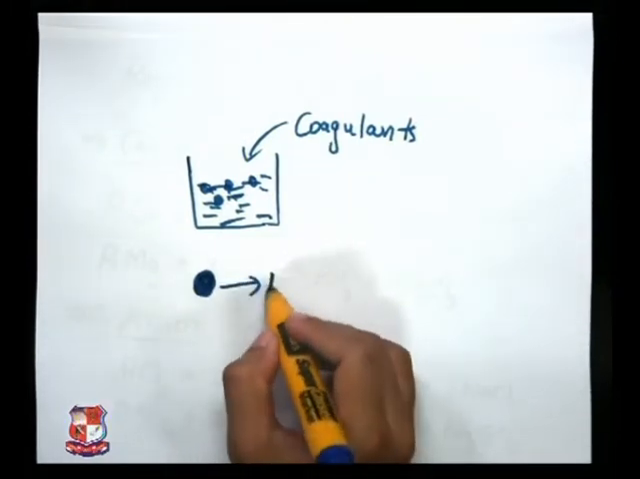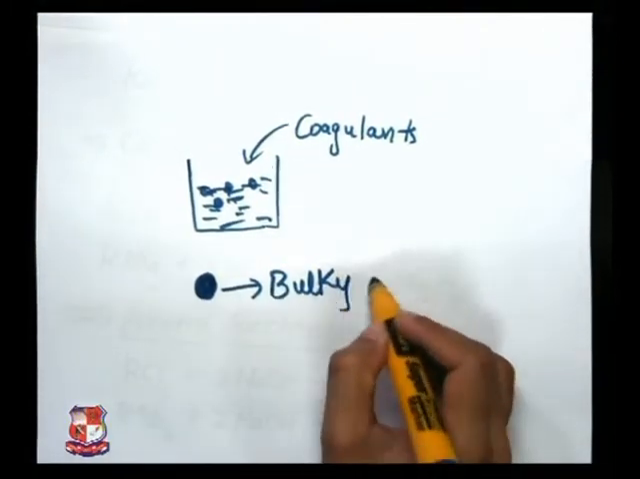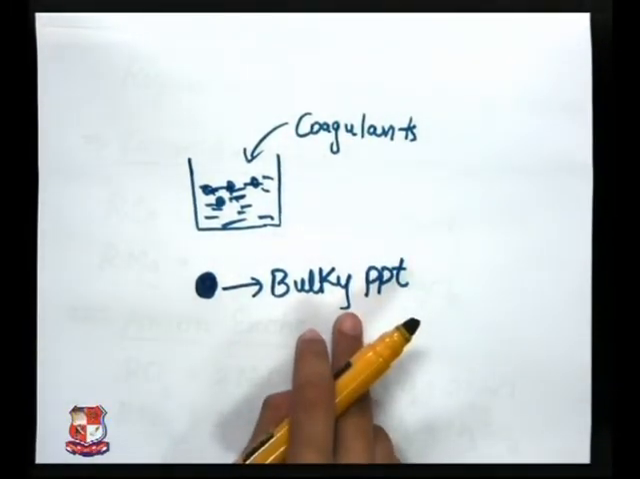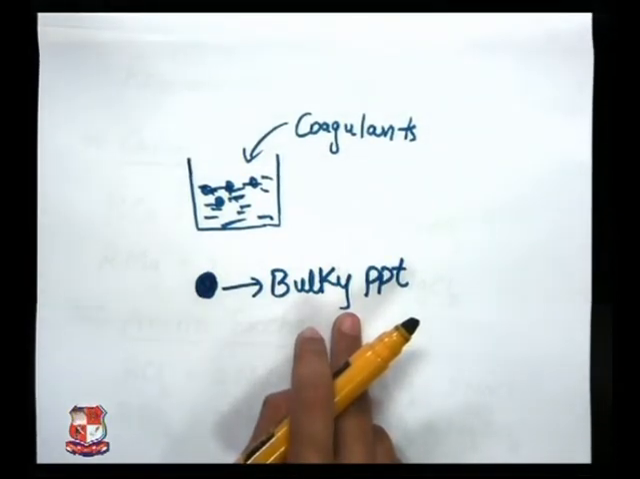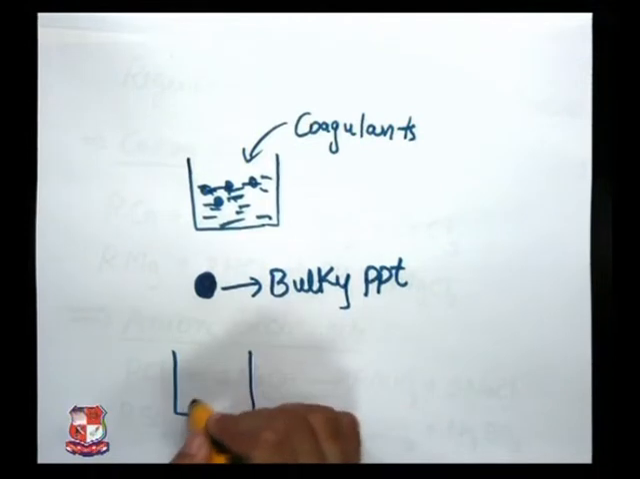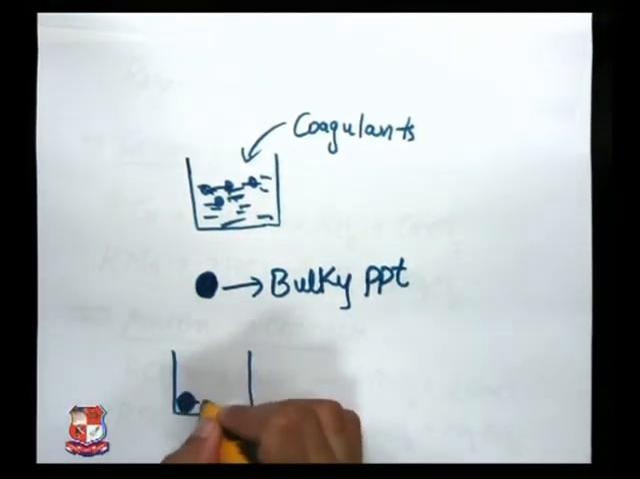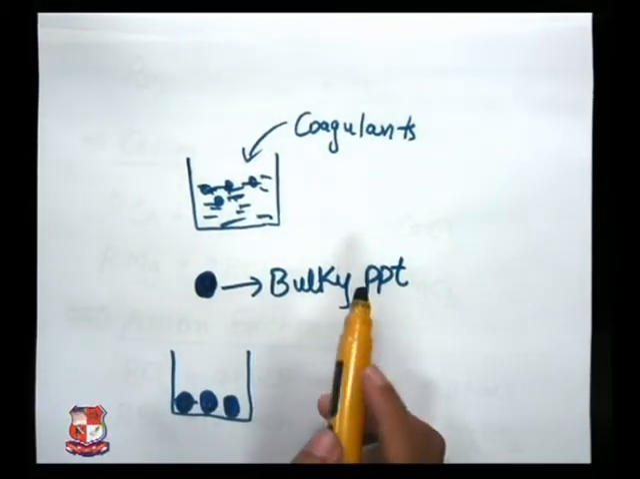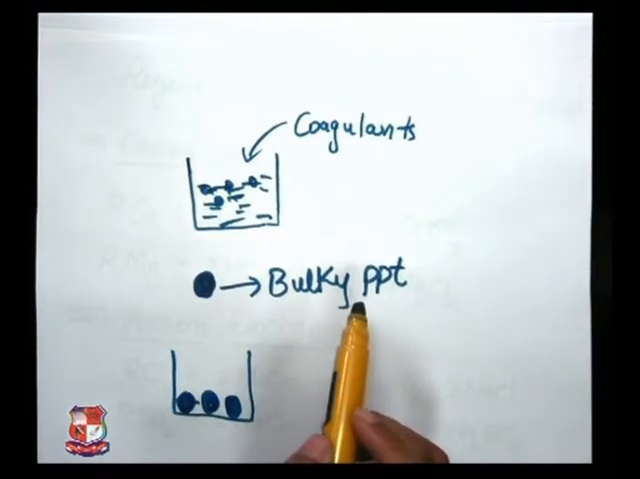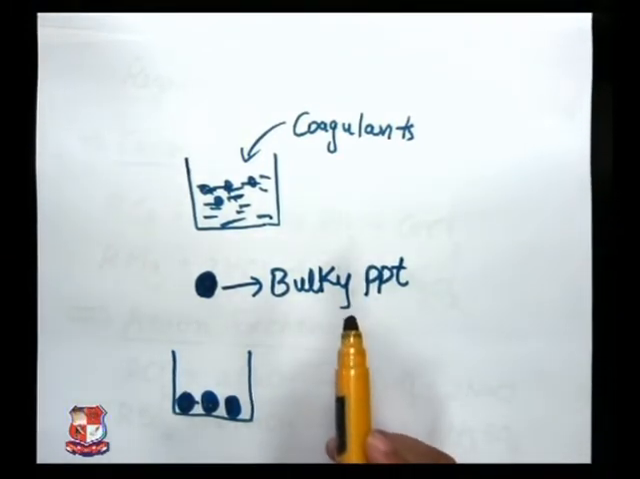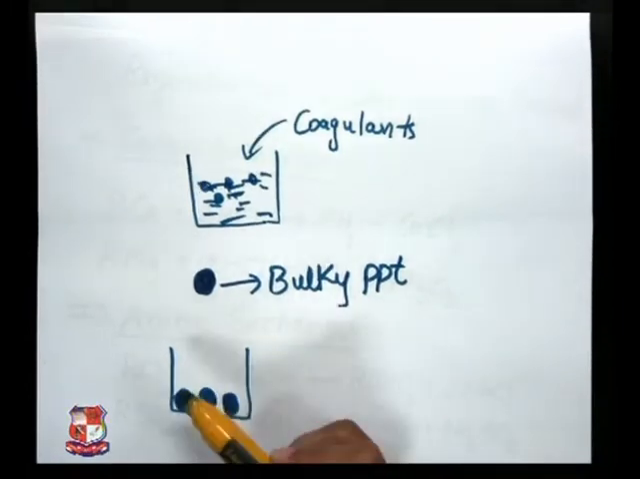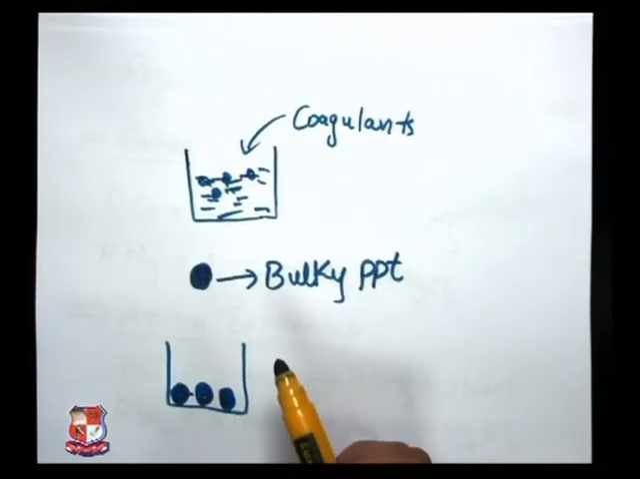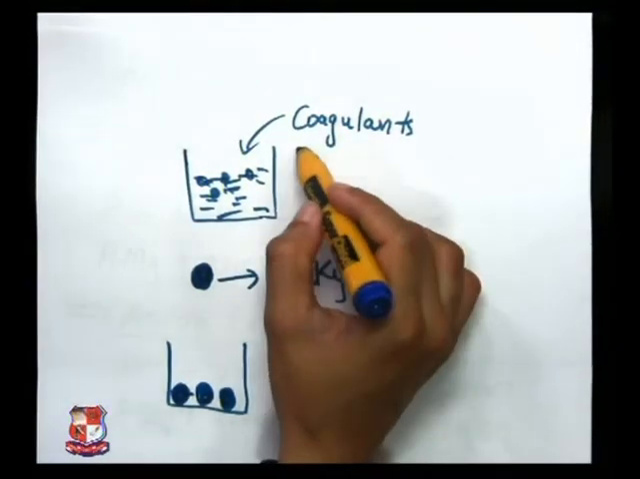This big bulky precipitate is formed. Now what will happen to this bulky precipitate? Due to its heavier weight, it is going to settle down here. So this is the role of the coagulant in the process: it is useful to form a bulky precipitate by reaction with the bicarbonates present in water, and finally this bulky precipitate will settle down in the water and we can quickly remove it from the water.